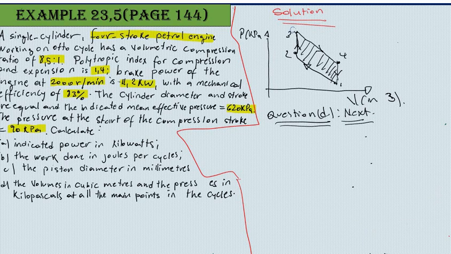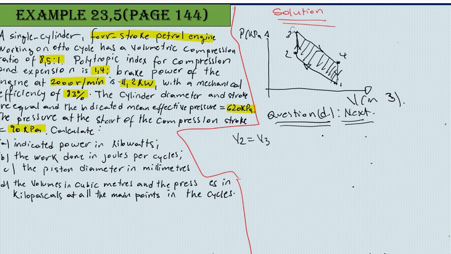So the question is to determine the volume in cubic meters and the pressure in kilopascals at all the main points. So we have V1 and V2, but V2 is the same as V3. So if we have the value of V2, automatically we also got V3.